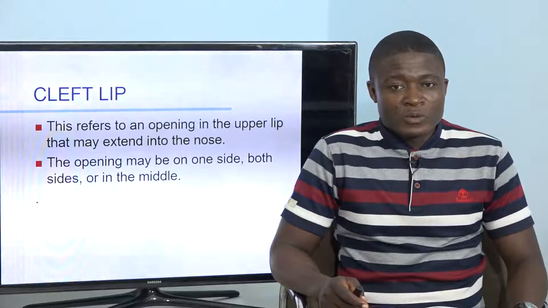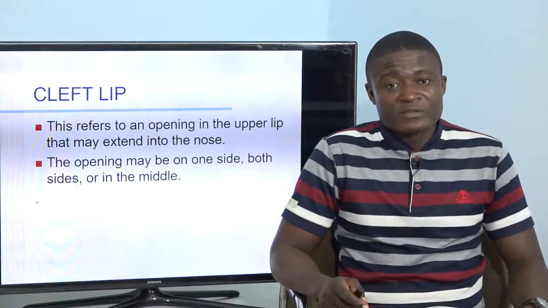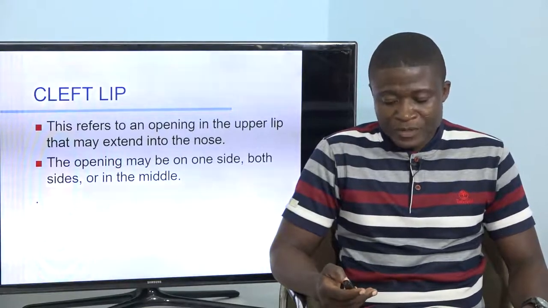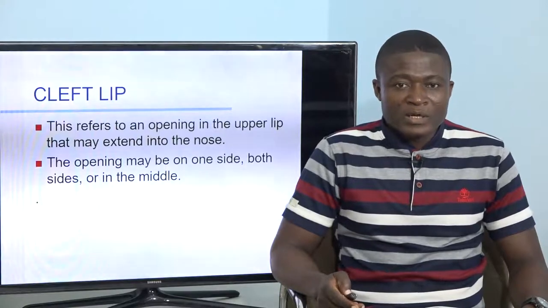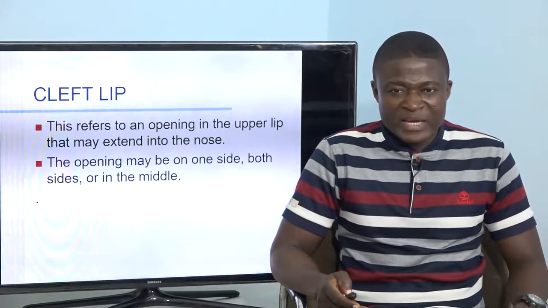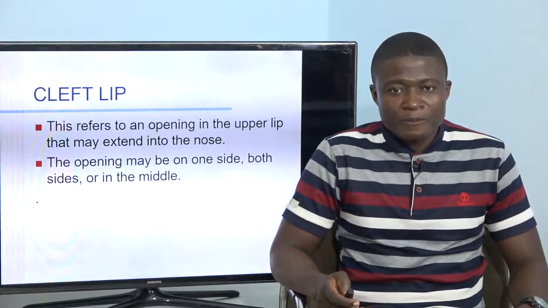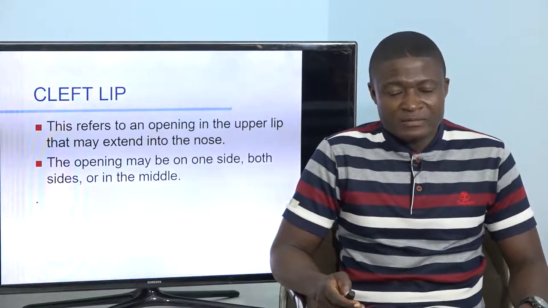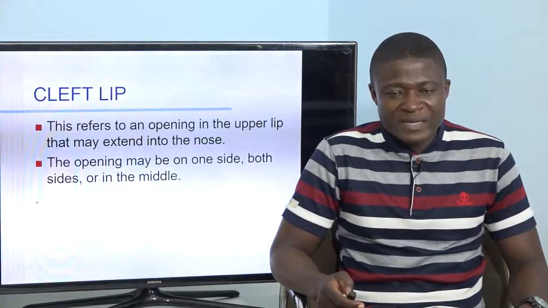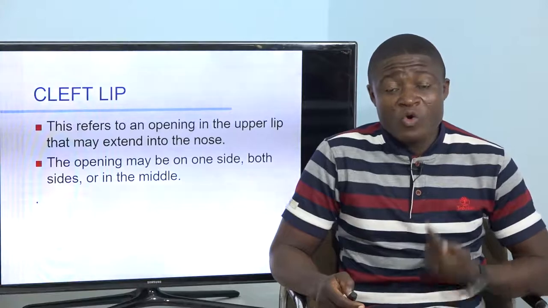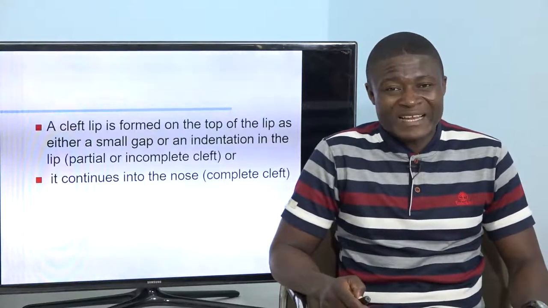So that brings us to the end of cancrum oris, and we are moving on directly to the next topic, which is cleft lip. Cleft lip refers to an opening in the upper lip that may extend into the nose. The opening may be on one side, both sides, or in the middle. So you have someone whose lip is opened. This lip may open just very small, or it may open all the way into the nose. We call it a cleft lip.